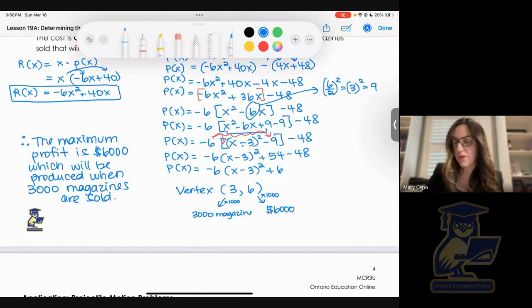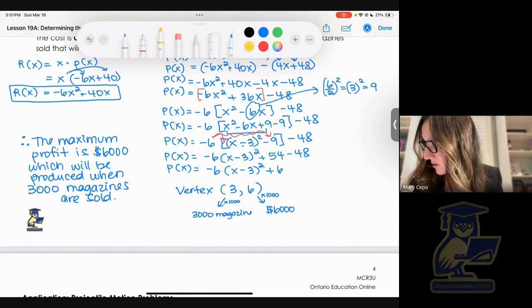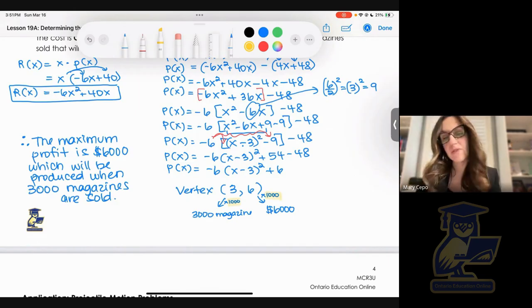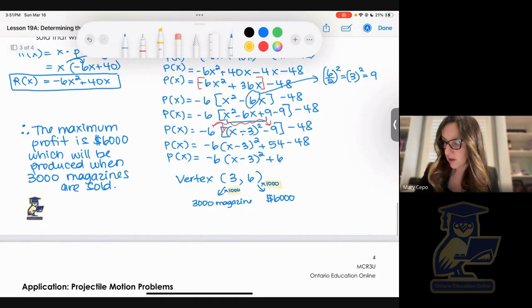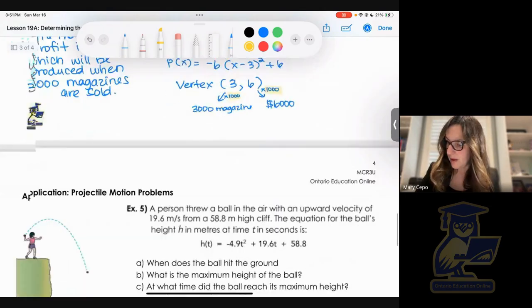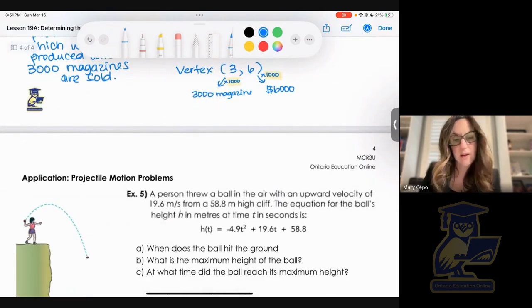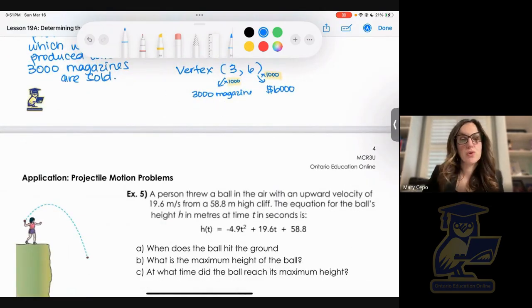Okay, so again, the thousands, and that's why I highlighted, you do have to multiply those values by 1,000 because that's the units. Okay, last but not least, we have another application, which would be a projectile motion problem.